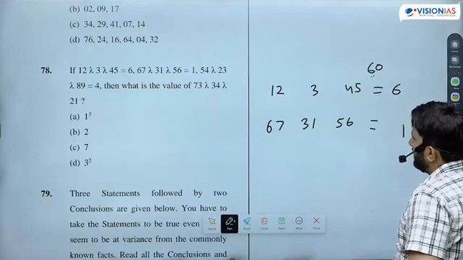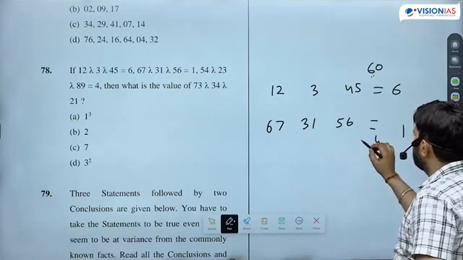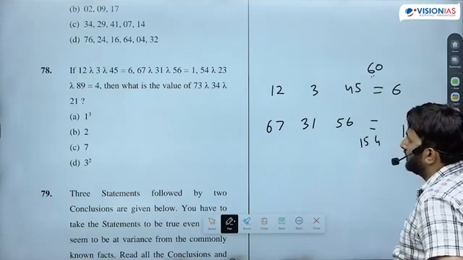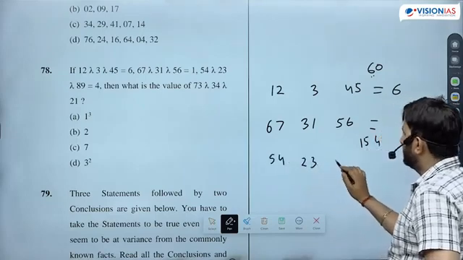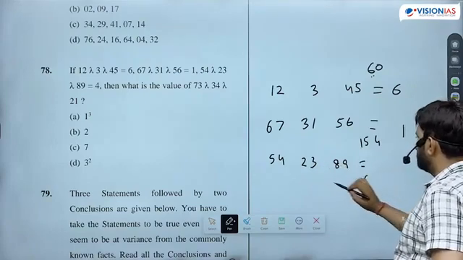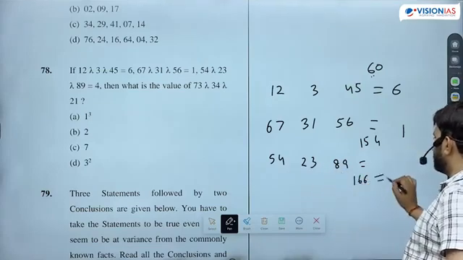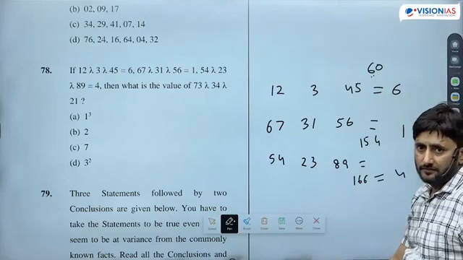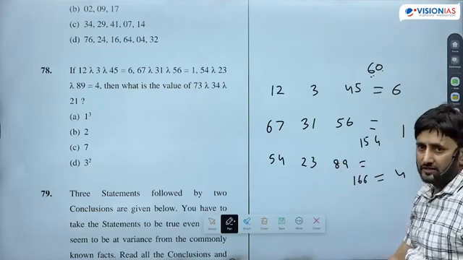ओके. कितना बन रहा है? 154. ओके. एक और दे रखा है 54, 23, 89. The total? That is written as 4. तो कैसे किया बच्चे? डिजिट सम बोलते इसे. सम ऑफ द डिजिट्स नहीं, डिजिट सम. 6 plus, you keep on adding till you get a single digit number.